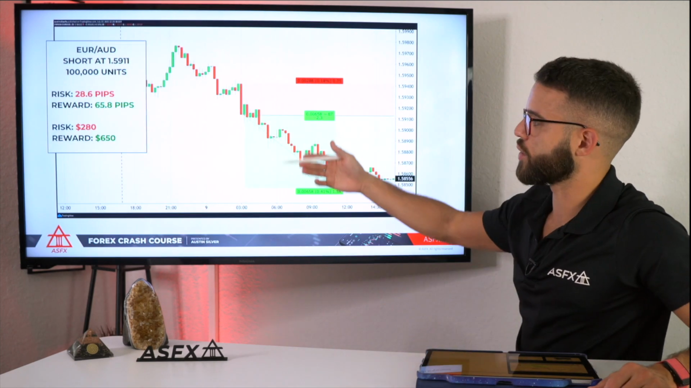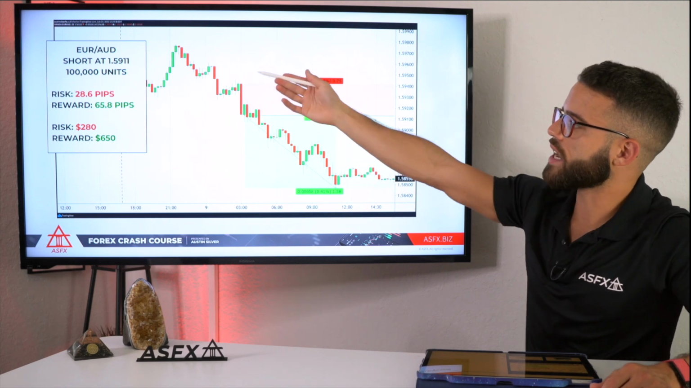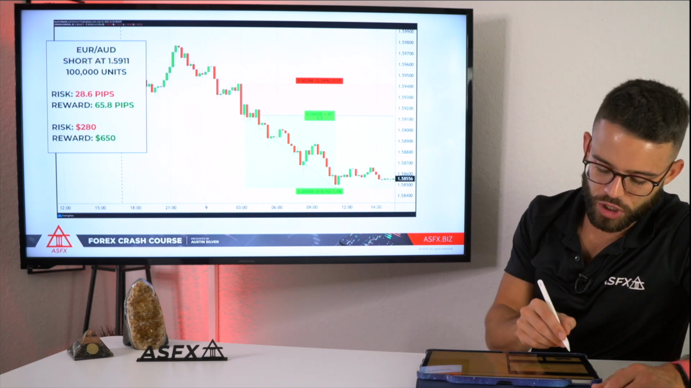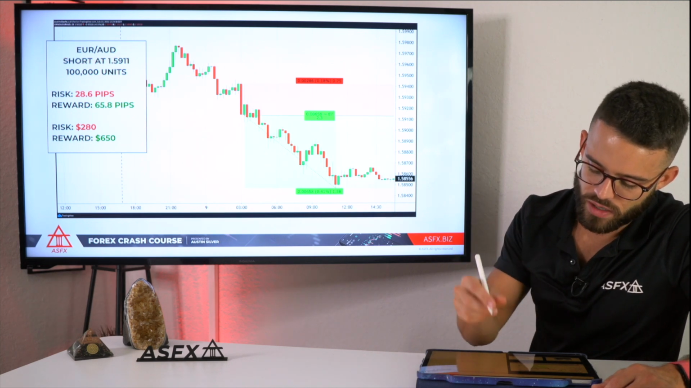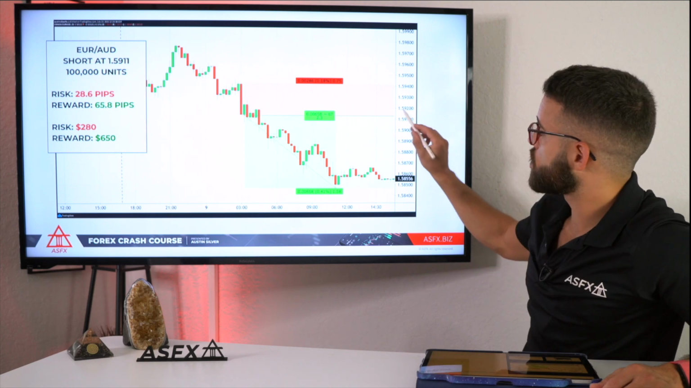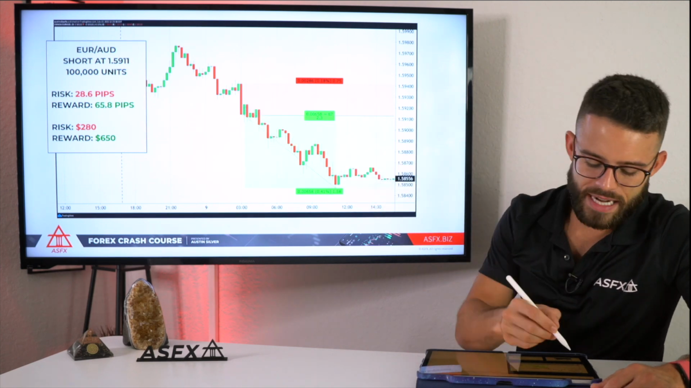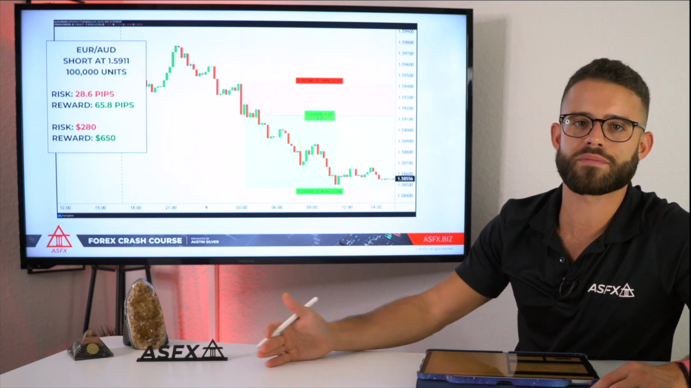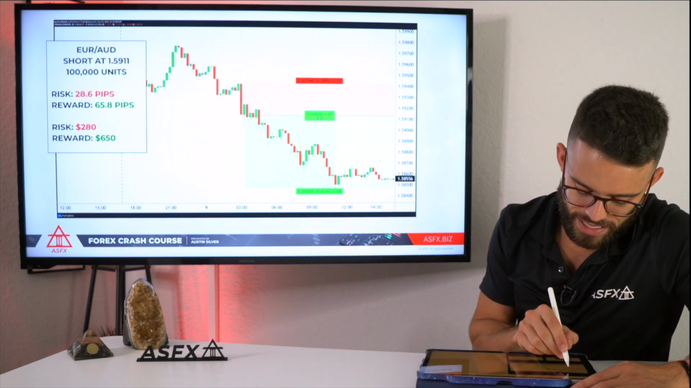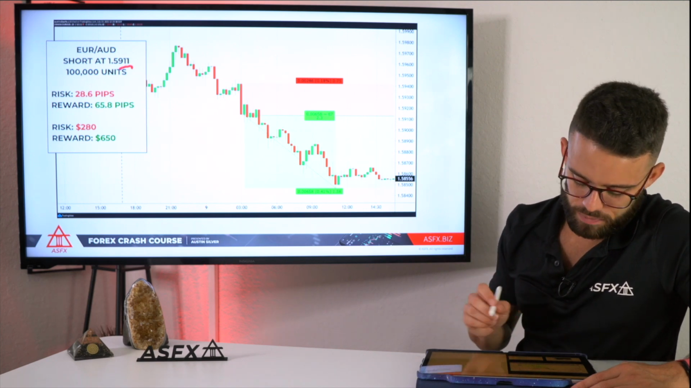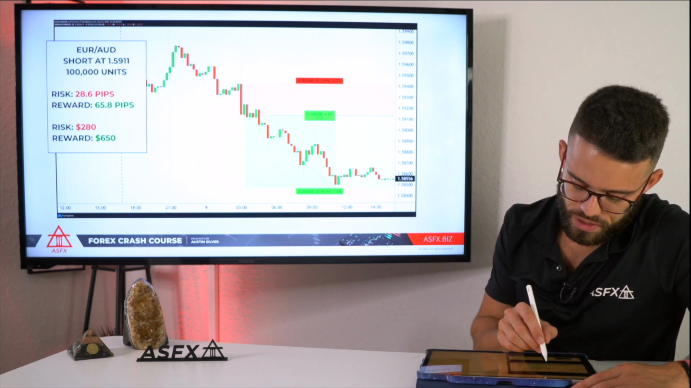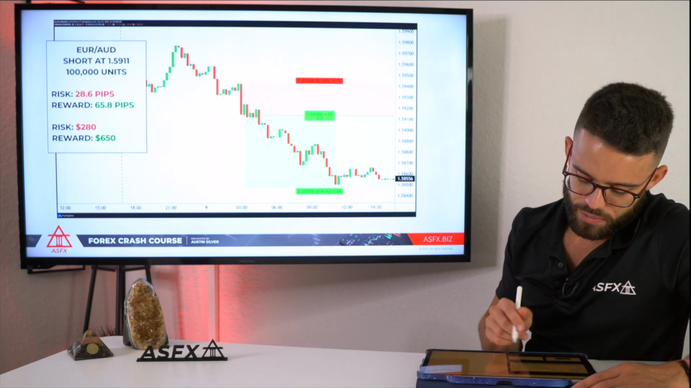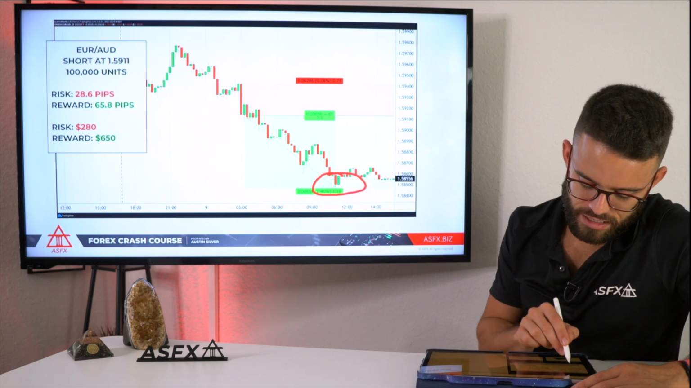So I got an example for you here. This is Euro AUD right here at the top. We're going to take a short position at 1.5911. Now, that price right there, I did not put the pipette on it because I don't really care about the pipette. It doesn't make that much of a difference. So I'm looking at this last digit here as my pip. Now, with this setup, with our stop loss up here, we're risking 28.6 pips. The potential reward with this setup is 65 pips.